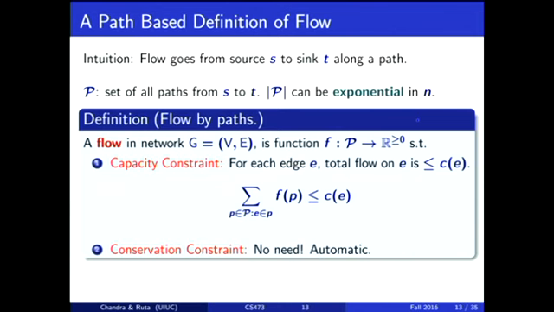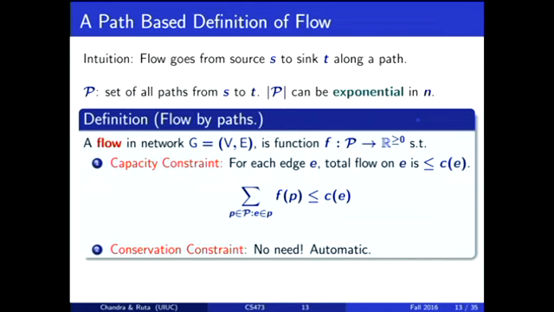That's it. The flow in this definition is simply an assignment of non-negative numbers to every path from S to T, with the condition that on any edge, if you look at all the paths going through that edge, the total flow on that edge should be less than the capacity of that edge. These are the two definitions. Which one is the right one? Are they related? Are they different? Can we understand them together?